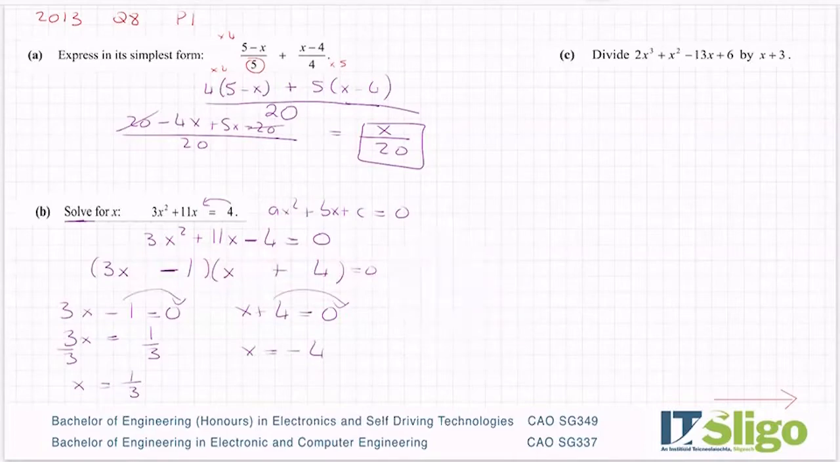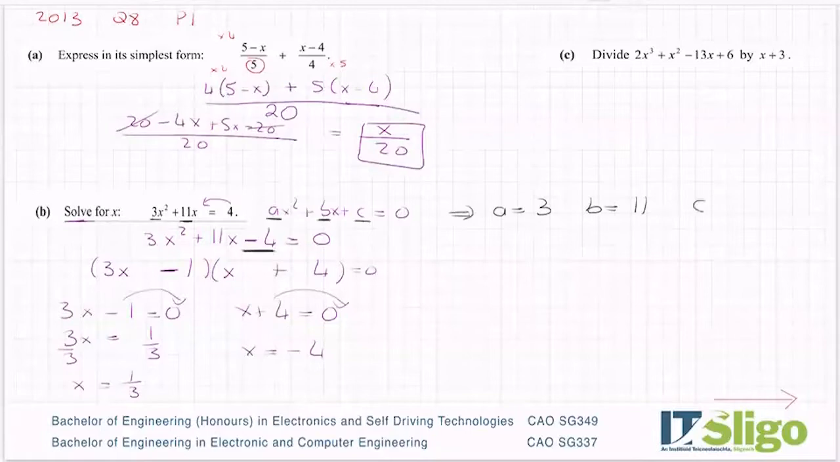I want to do it now with the minus b formula for you, just for practice. So a is the number in front of x squared. A is 3. B is the number in front of x, so it's plus 11. C is the number on its own, it's minus 4, okay? And that's why we had to bring that 4 over so that we had the right sign here.